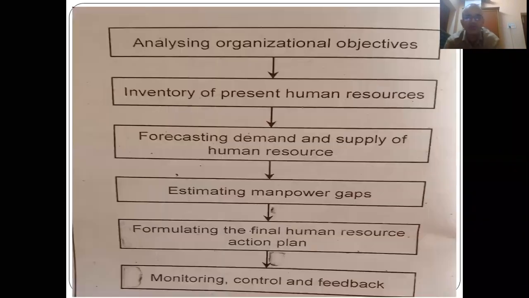So this is the figure which describes the steps involved in human resource planning: analyzing organizational objectives, inventory of present human resources, forecasting demand and supply of human resources, estimating manpower gaps, formulating the final human resource action plan, monitoring, control, and feedback. These are the steps involved in human resource planning.